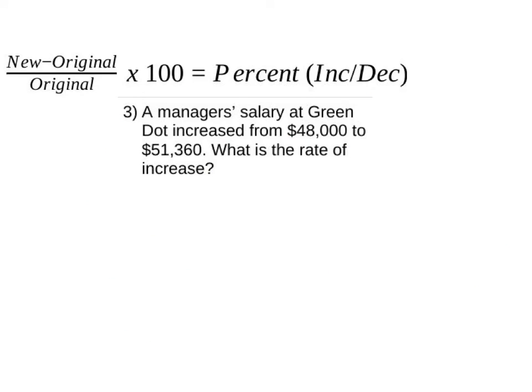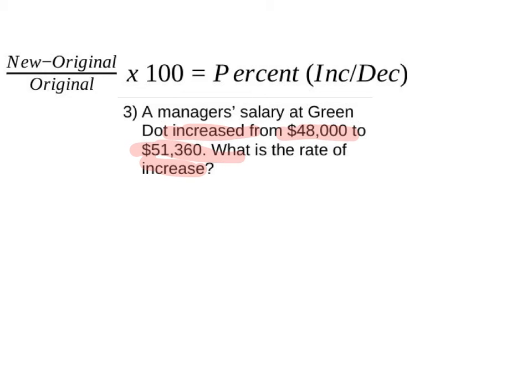For example 3, we're going to look at more of a word problem. So this is saying a manager's salary at Green Dot increased from $48,000 to $51,360. What is the rate of increase? Now it's already telling us that this is going to be an increase, but we still want to look at what is our original, which is the $48,000, and what is the new, which is $51,360.